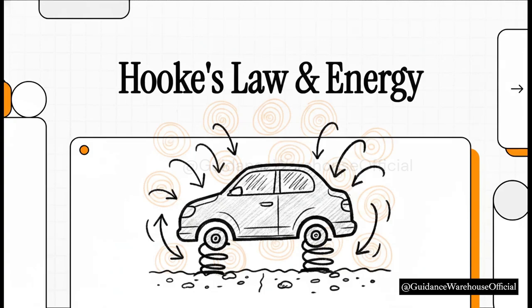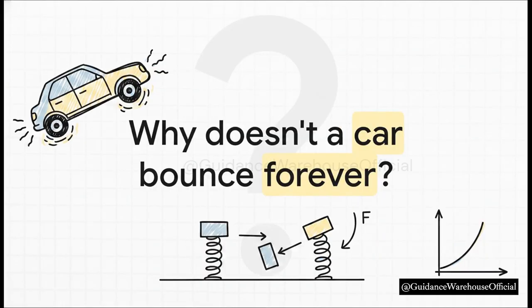Picture this, you step into a car, and instead of that nice, solid, firm settling motion, the entire car just starts bouncing uncontrollably down the street, up, down, over and over every single time you hit a tiny pebble. It would be an absolutely ridiculous, not to mention nauseating ride, right? So why doesn't a car just keep bouncing forever?